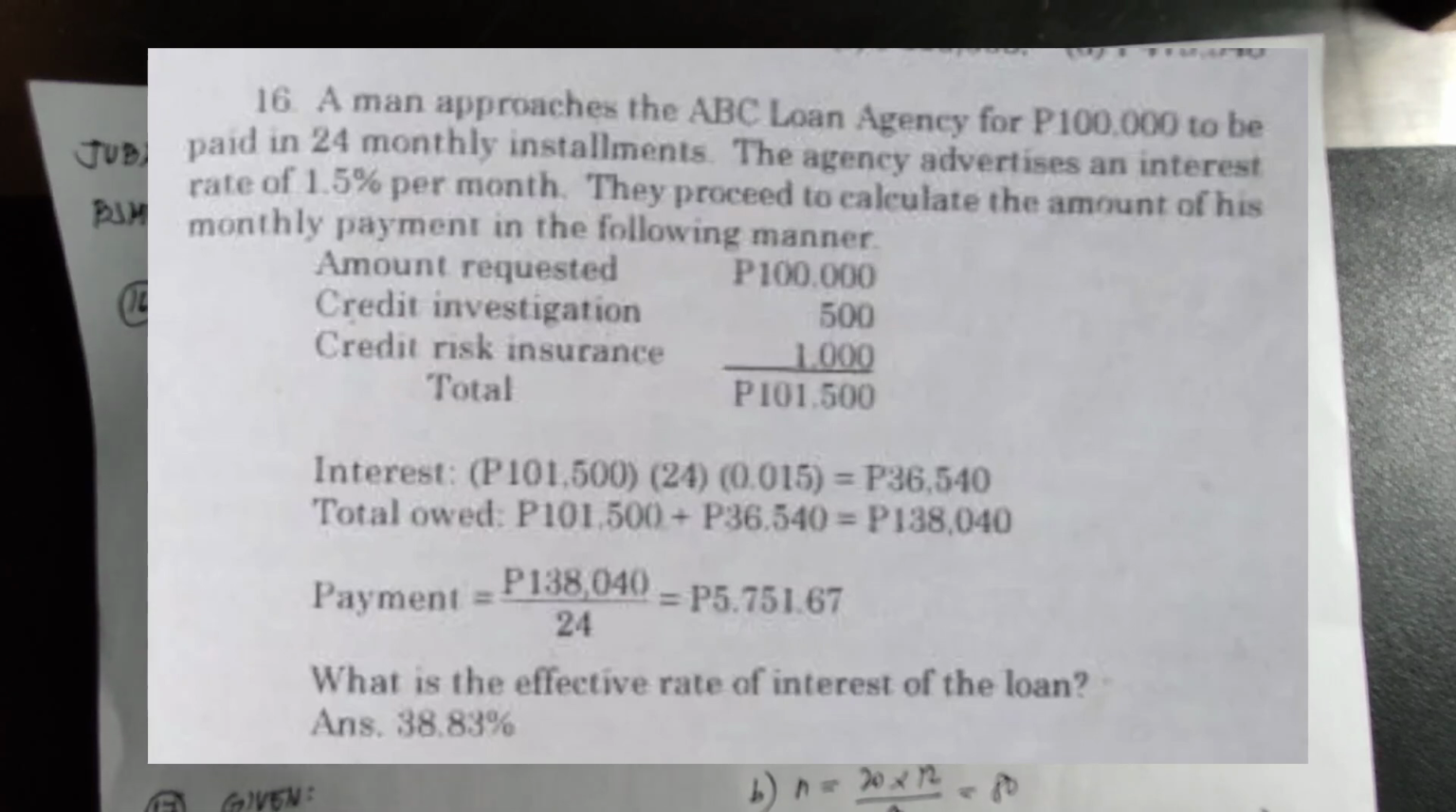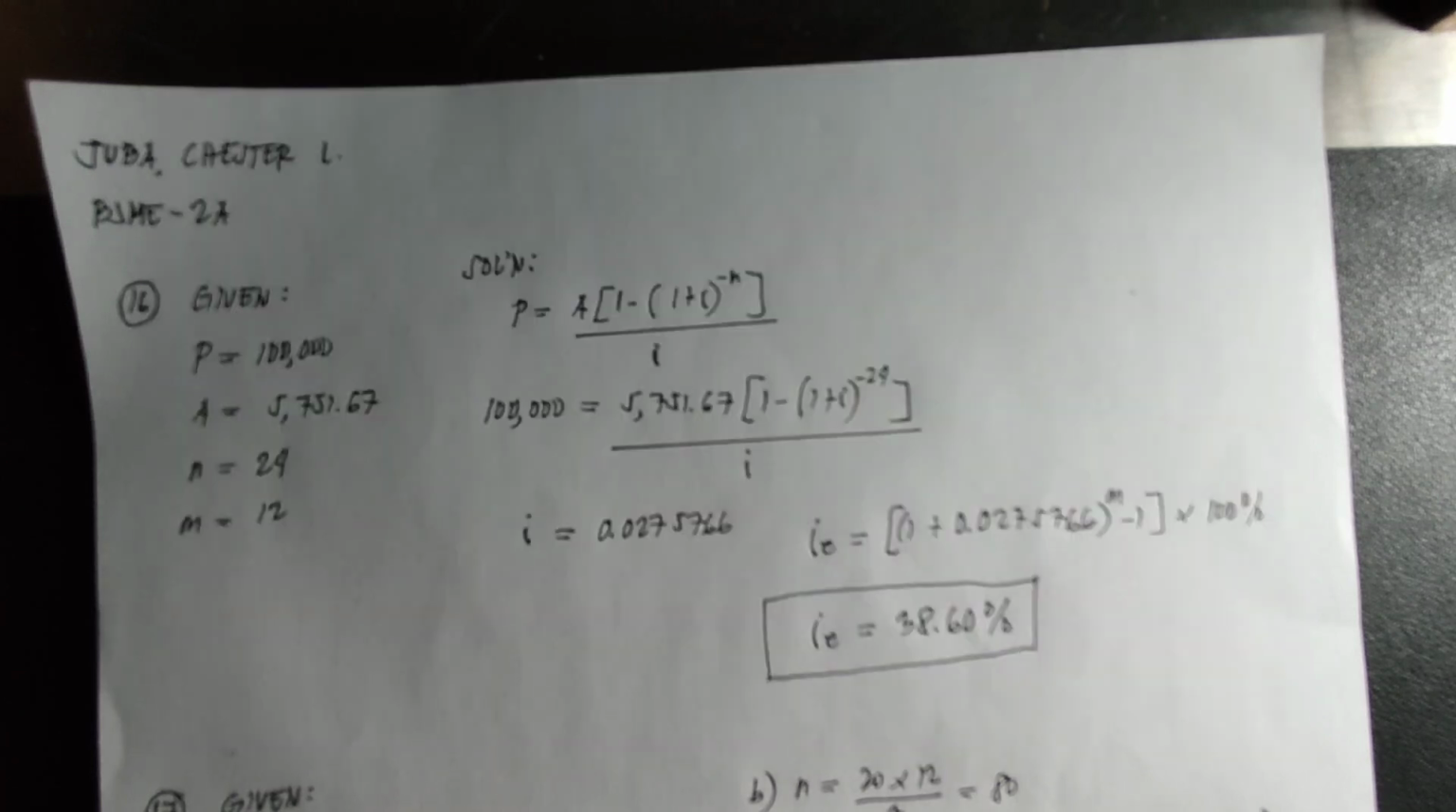So the payment is equal to 138,040 pesos over 24. Then we divide it, and we will get 5,751.67 pesos. Then we are asked what is the effective rate of interest of the loan. Since we already have the given, P is equal to 100,000, A is equal to 5,751.67, N is equal to 24, M is equal to 12.